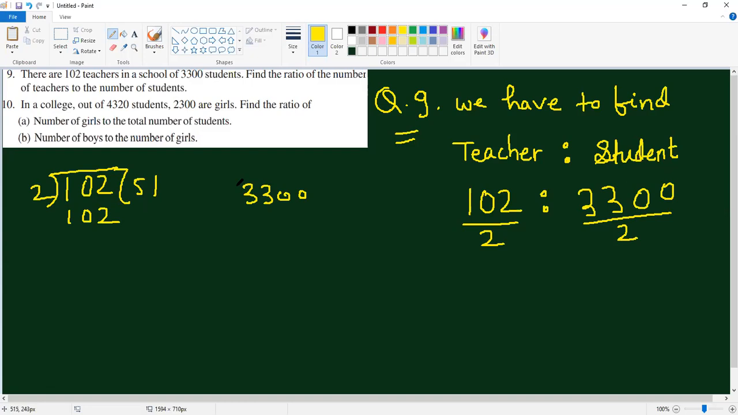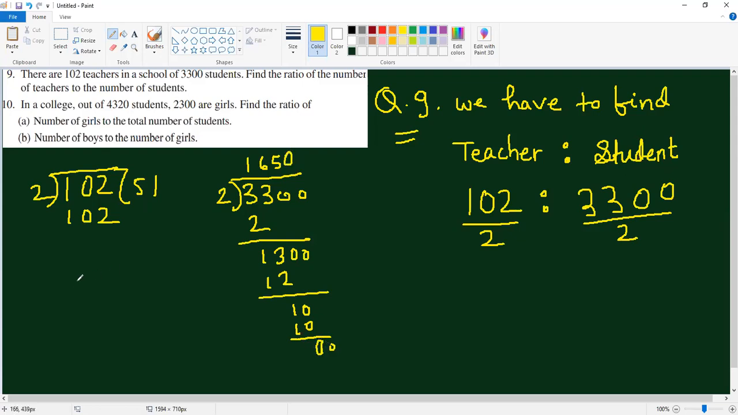And 3300 will become, 2 ones are 2, then 1300, 2 6 are 12, okay, then 10, then 5 10 10, and then how much? 0. Okay, so 1650. So this can be written as 51 is to 1650.